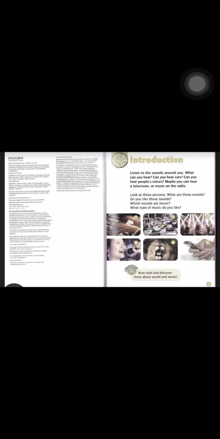Look at these pictures. What are these sounds? Do you like these sounds? Which sounds are music? What type of music do you like? Discover. Now read and discover more about sound and music.